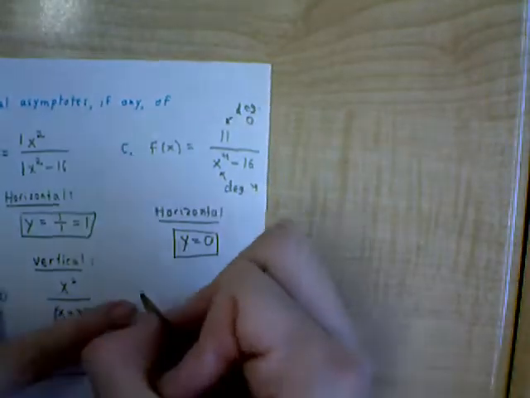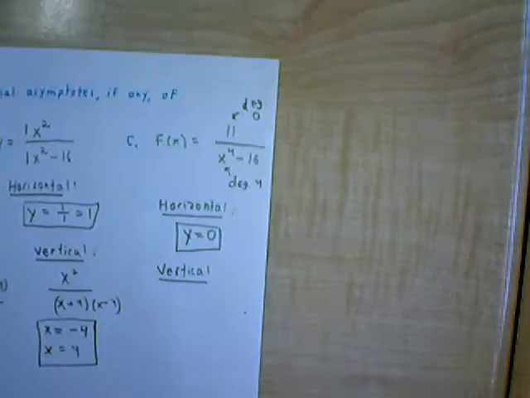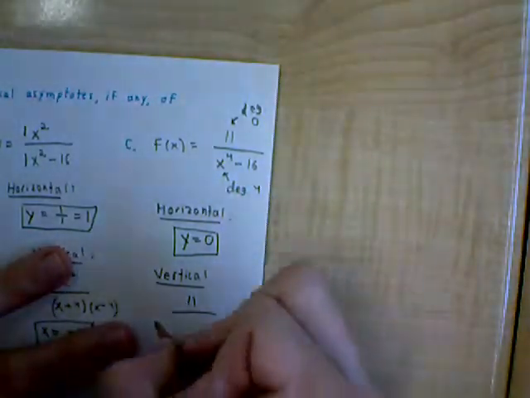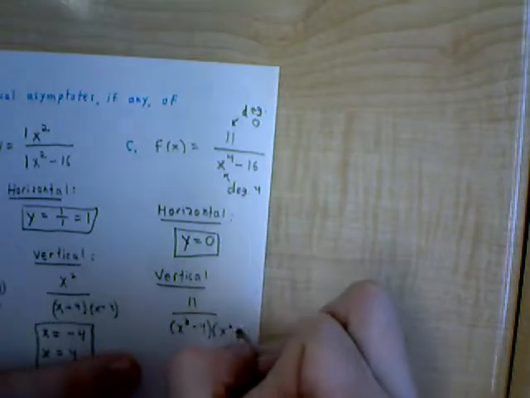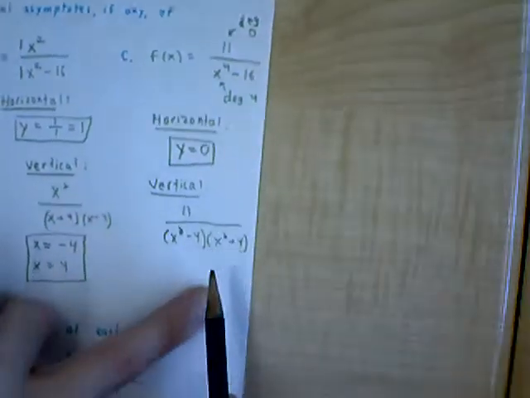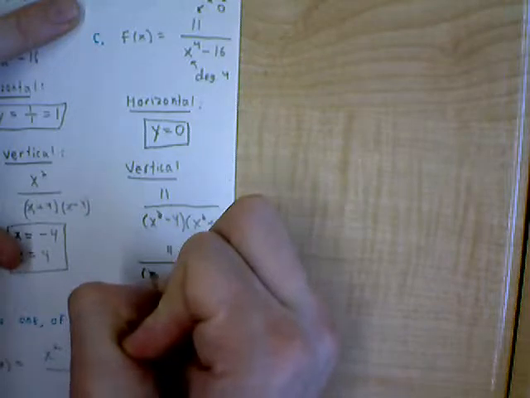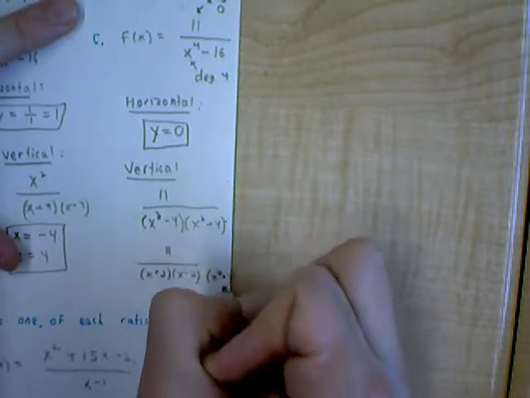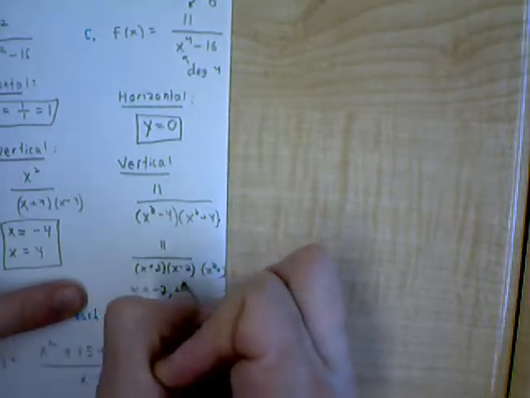All right, for vertical, we got a factor. I have 11 over x squared minus 4, x squared plus 4. I can't factor x squared plus 4 over the real numbers, so I'm going to leave it. And let's go ahead and factor the next one. So I have x plus 2, x minus 2, x squared plus 4. So my vertical asymptotes are x equals negative 2 and 2.